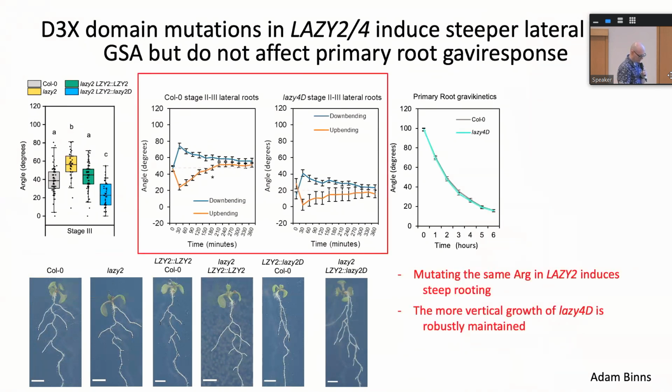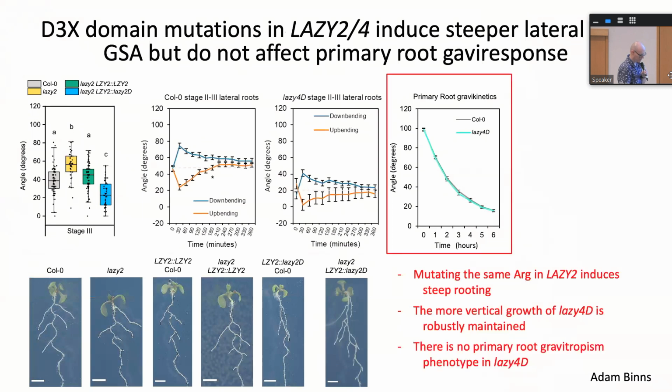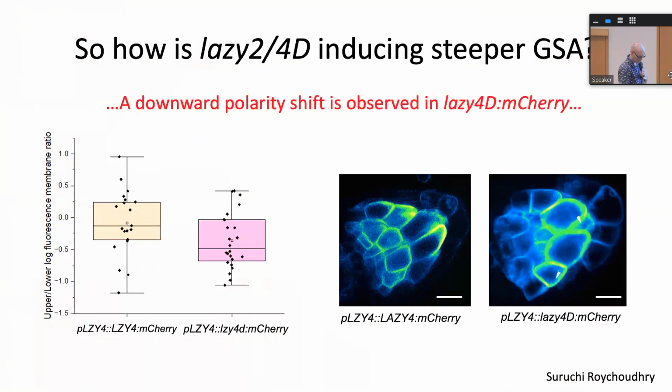Oh, and here's all the animations that were meant to help you understand all of that. Okay. So how is lazy2 or 4D inducing this steeper GSA? Well, one of the things we notice is that in lateral roots, there's a downward shift in polarity in the lazy4D here. You can see that quite clearly.